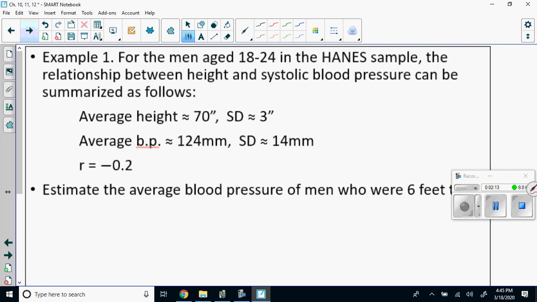Okay, we've got this example again. We looked at this in the previous slides for chapter 10. This was the one with the really weak correlation. For men aged 18 to 24, the relationship between height and systolic blood pressure can be summarized as follows. Estimate the average blood pressure for men who were 6 feet tall.